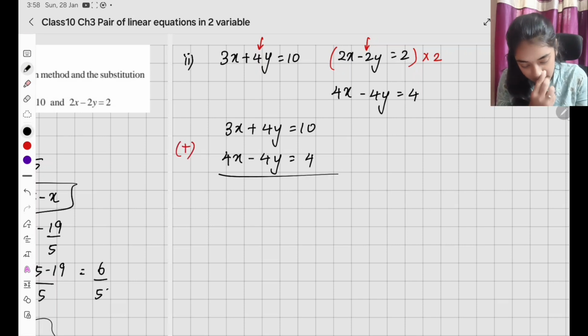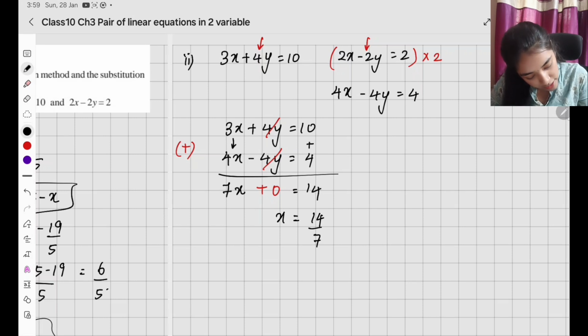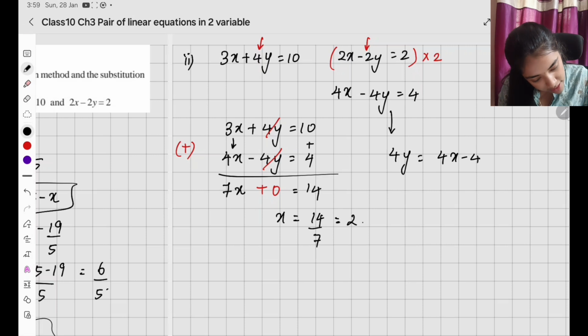So ரெண்டுத்தையும் add பண்ணா I have 3x plus 4x is going to be 7x and this gets cancelled. 4y minus 4y gets cancelled. So we have a plus 0 and next 10 plus 4 is going to be 14. So we have x equals 14 divided by 7 which is going to be 2. அவ்வளவுதான், simple.